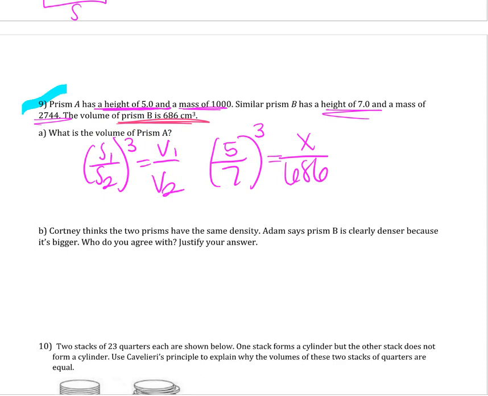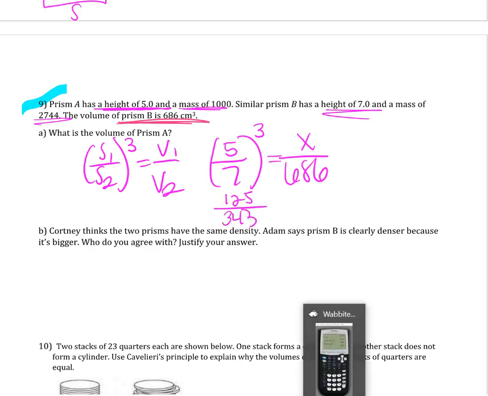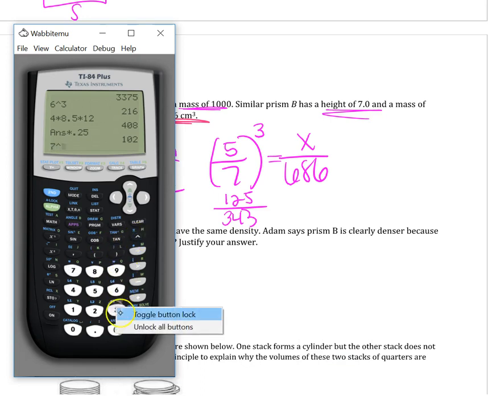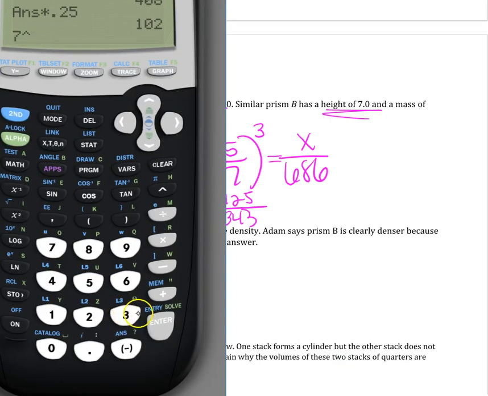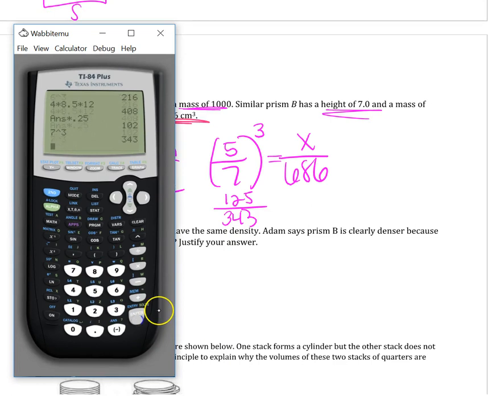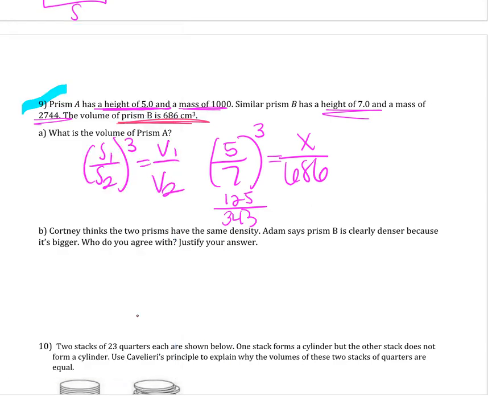Okay, so now I have to solve. 5 cubed is 125. 7 cubed is, I want to say, 343. Please be right. Please be right. Yes, 343. And I did do 5 cubed, right? Just double checking. All right, great.